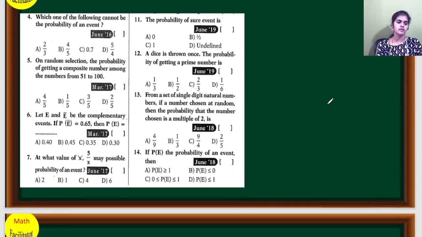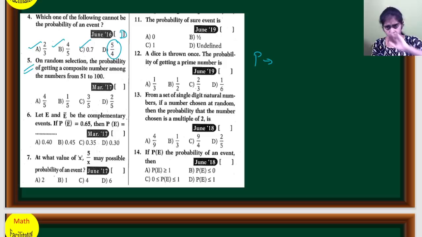Which of the following cannot be the probability of an event? Probability of an event is always less than 1. So this can be the probability, this is also a probability, this is also a probability, this cannot be the probability. Okay. Now the next one on random selection, the probability of getting a composite number from these. So firstly find how many prime numbers you have, then subtract the prime numbers. This question we have done in the previous MCQs, previous 8 marker questions, so I'm expecting you to do this model question by yourself. You will just count how many prime numbers there are, remove the prime numbers from the total numbers, and that will give you the favorable outcomes. So favorable by total you will do.